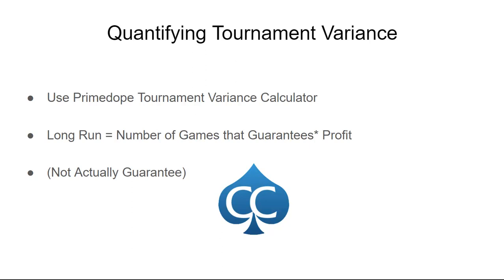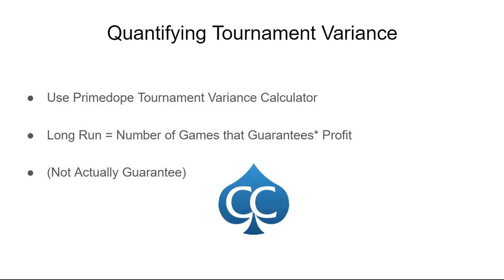So what we're going to do now is quantify tournament variance, which is a very fancy way of saying we're going to look in a little more detail at the numbers behind swings and the swings that we're going to face playing online sit and goes and multi-table tournaments. And to do that, there's a very nice tool. It's free. It's called the PrimeDope Tournament Variance Calculator, which we'll pull up in a second.